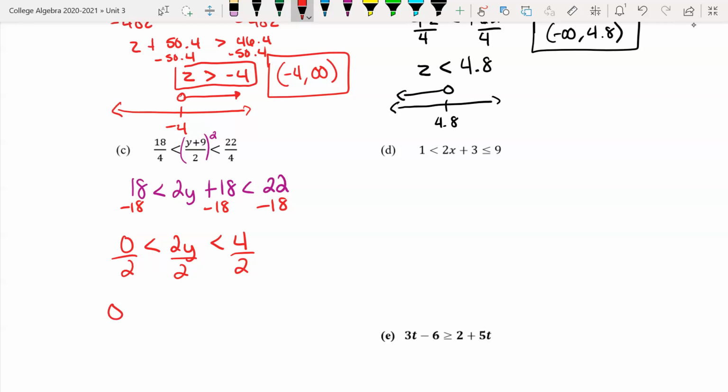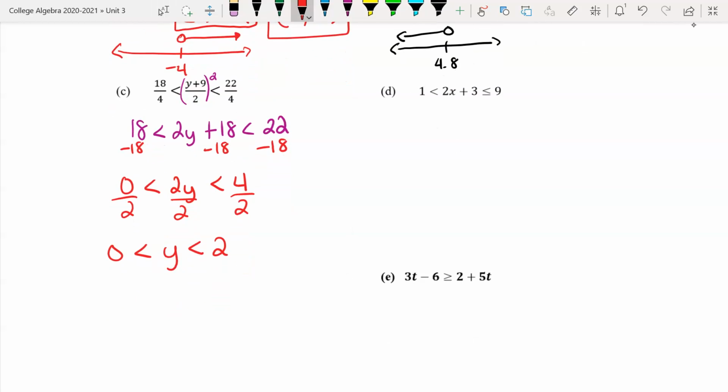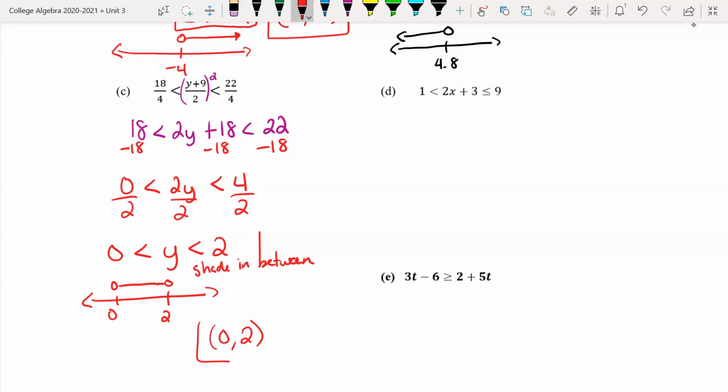So I get 0 less than y less than 2. Now this one, if the y is in the middle, you would shade in between. I don't know if you guys remember that, but if the y is in the middle, I shade in between. I'm going to use an open circle because they're both less thans. Interval notation is how far left? Well, that would be 0, to how far right? That would be 2. That's my answer. All right, go ahead and try D.